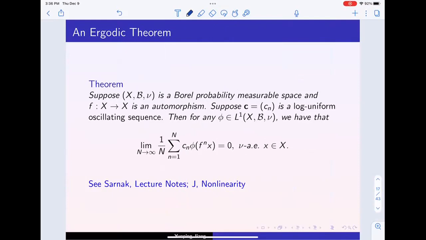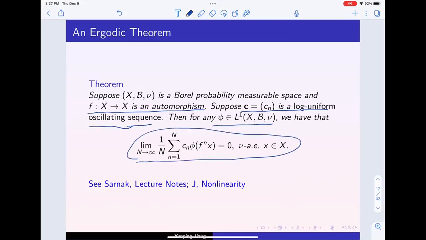I try to get a more general sequence, so suppose you have a Borel probability measure space and F is an automorphism, that means F is one-to-one and onto in the measure sense. Then suppose this C_n is a log uniform sequence. Then for every L1 function phi, you have something like this: this one tends to 0. That's C_n coupled with phi of F^n, actually, almost everywhere in X.